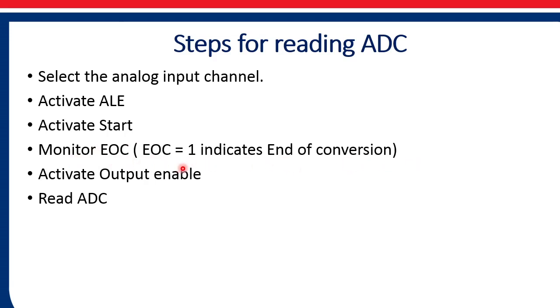Once EOC becomes 1, we have to activate the output enable pin, that is, make it equal to 1. Once you make the output enable pin equal to 1, the converted data will be available on the output of the ADC, and from there we can read the ADC. So these are the steps for reading the ADC.